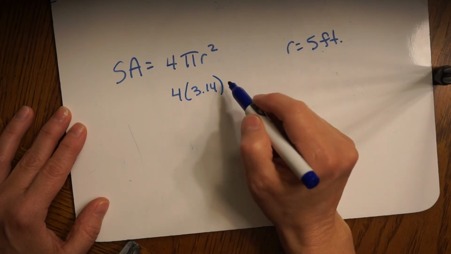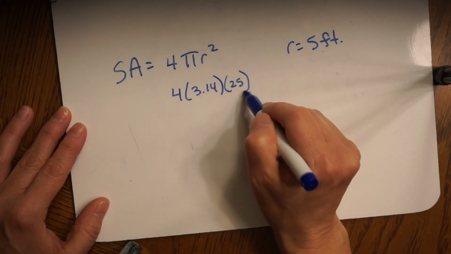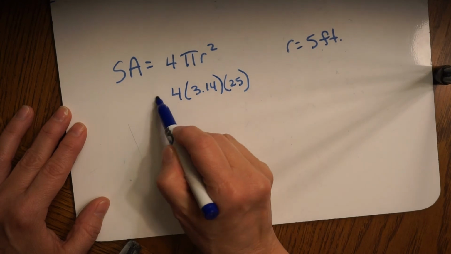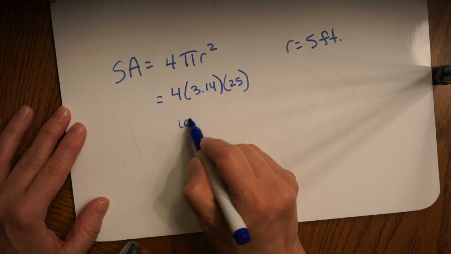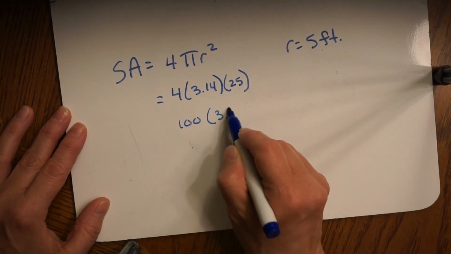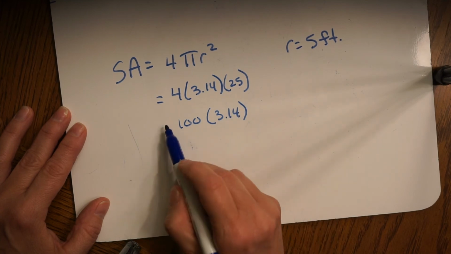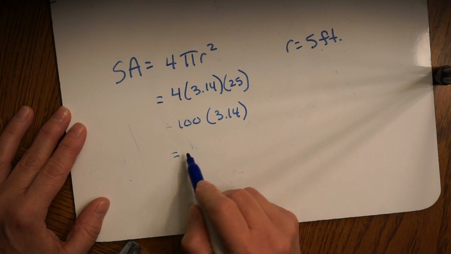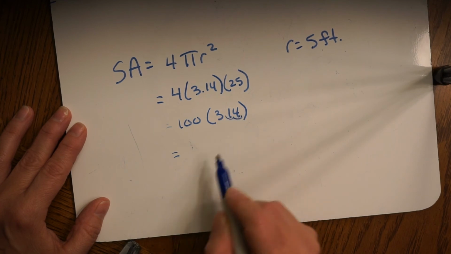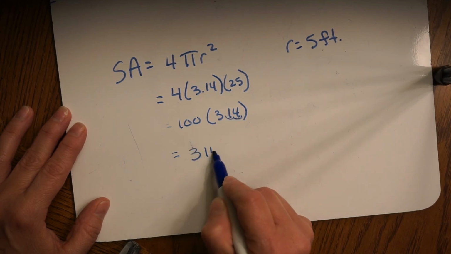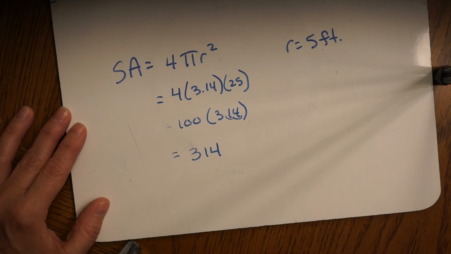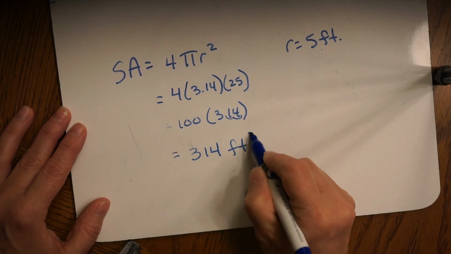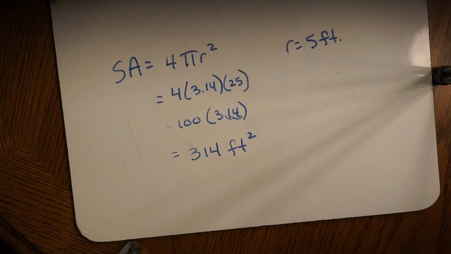5 squared, 5 times 5 is 25. Oh, this one's much easier. I like this. Okay, 4 times 25 is 100. So 100 times 3.14, well, multiplying by 100 is simple because you just move the decimal place over twice. So that is simply equal to 314 feet squared. And that's it for this one.